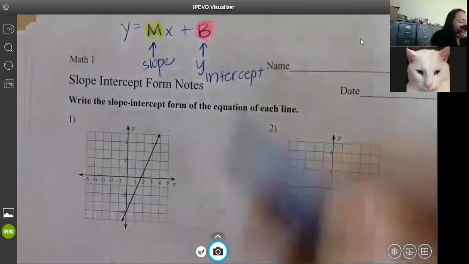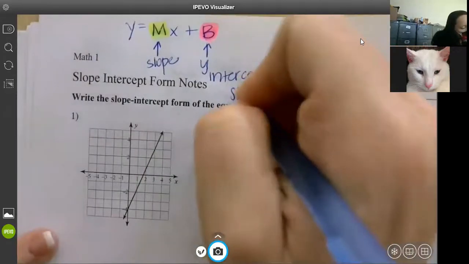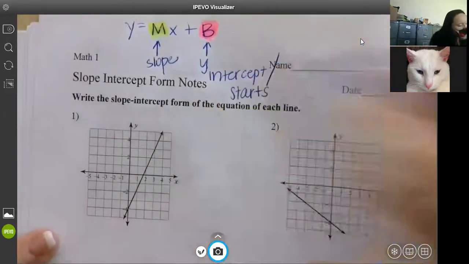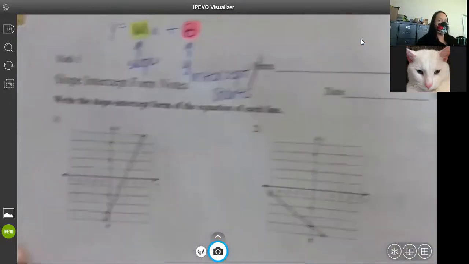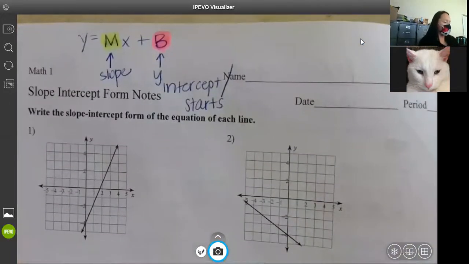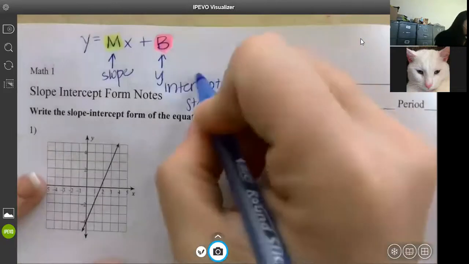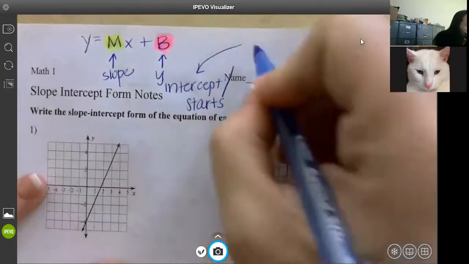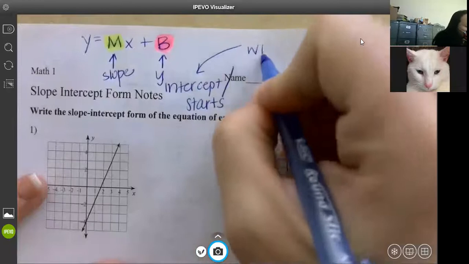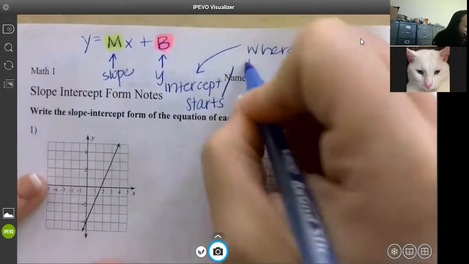We also call the y-intercept where the graph starts. Okay, where the graph starts. Just so you remember, if you haven't learned it, you're learning it now. It's where the graph crosses the y-axis.